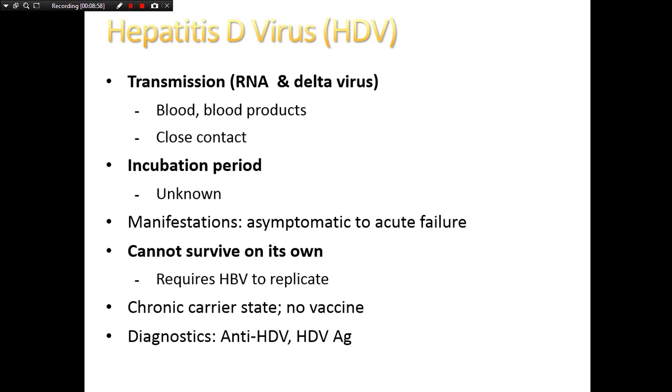The hepatitis D virus is also an RNA, but a delta virus, that's transmitted via blood products, and with close contact. The incubation period is unknown, and the manifestations can range from very mild asymptomatic to acute failure. A key point to remember with hepatitis D is that it cannot survive on its own, that it requires an active hepatitis B virus for it to survive, for it to replicate. So obviously, when patients have hepatitis D, they're also going to have hepatitis B. There is no vaccine for hepatitis D.